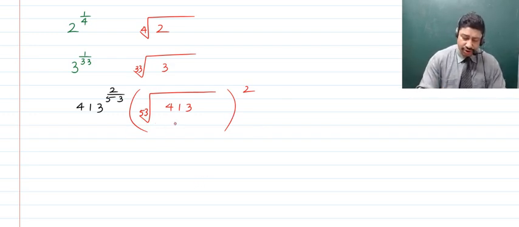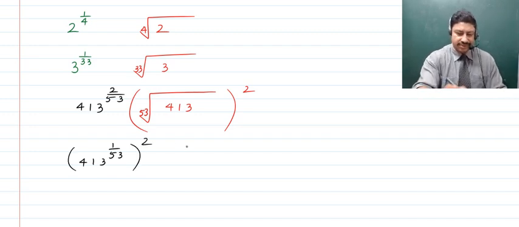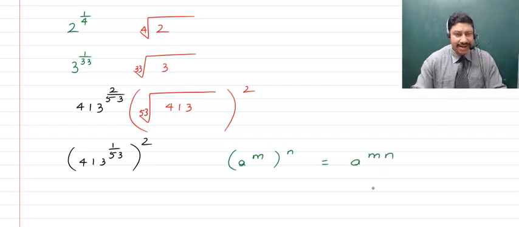Up to here I'm sure you are clear that if say we talk about this number, we can write this as 413 whole raised to the power 1 upon 53, then obviously like earlier you would have written it like this. But since here the numerator is 2, so obviously this can mean that the whole power must have been 2, because if you talk about some a raised to the power m, which is whole raised to the power n, then that becomes equal to a raised to the power m into n.